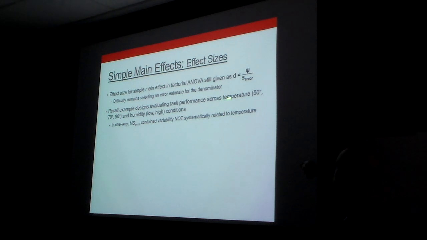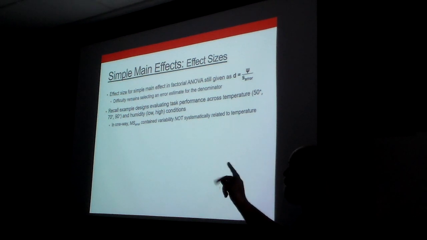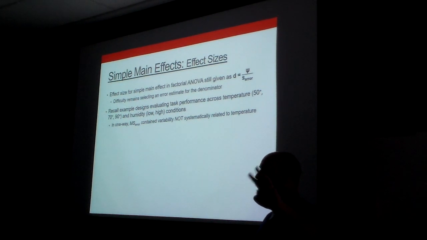So if I run an ANOVA looking at the impact on performance across my temperature conditions, I'm going to get a mean squared error, right? If I look at temperature, I use a one-way ANOVA design to look at mean differences across 50, 70, and 90 degrees, and I just run this in my one-way ANOVA.